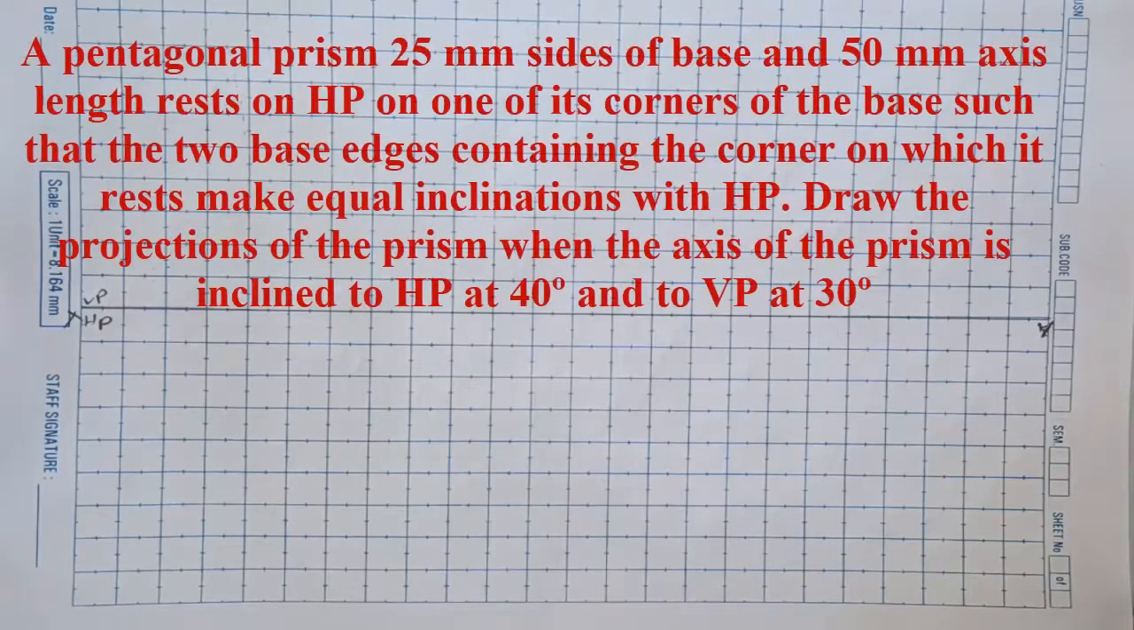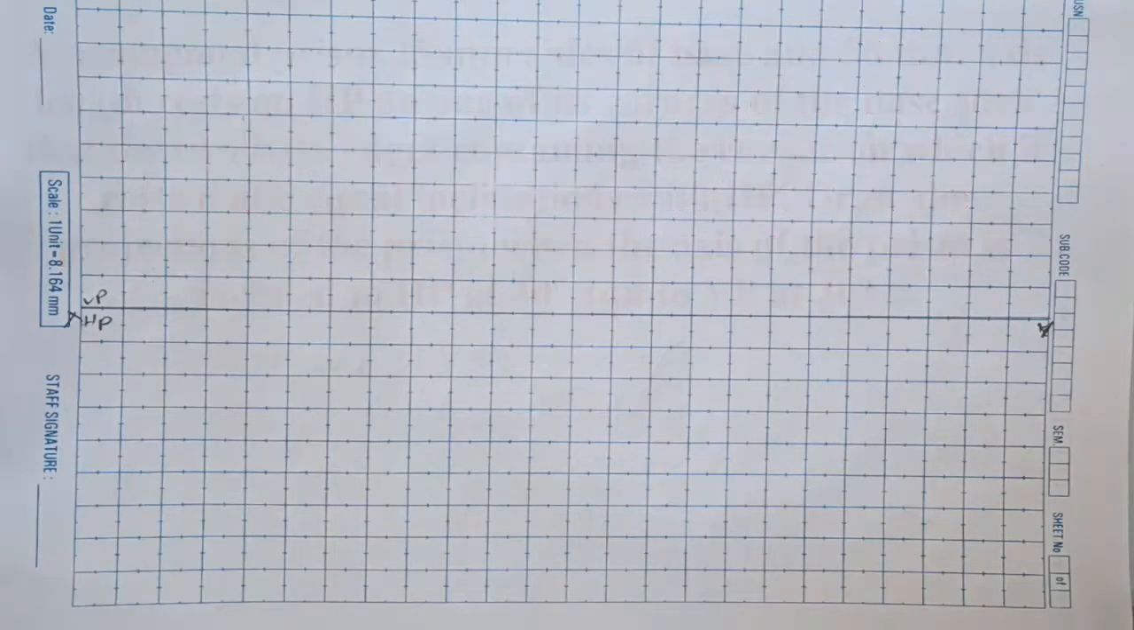A pentagonal prism, 25 mm sides of base and 50 mm axis length, rests on HP on one of its corners of the base such that the two base edges containing the corner on which it rests make equal inclination with HP. Draw the projections of the prism when the axis of the prism is inclined to HP at 40 degree and to VP 30 degree.